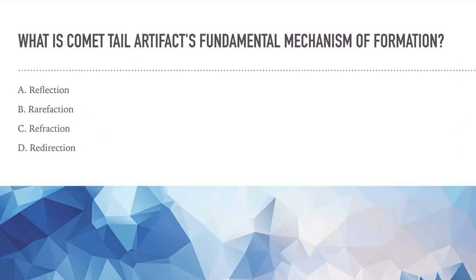Hope that makes sense. So what are comet tail artifacts? Fundamental mechanism of formation. So what are we looking for? We're looking for a comet tail artifact, basically the method of formation. How does it form? We talked about this a second ago. What do we think it could be? This is why I always say, if you don't know an answer, flag it and move on, because a lot of times a prior question will answer a later question. Our answer from the first question is actually giving us the answer for this one, because we thought through what a comet tail artifact does. So right off the bat, we kind of know the answer, but let's look at a few of these.